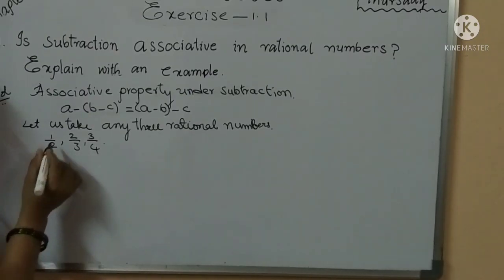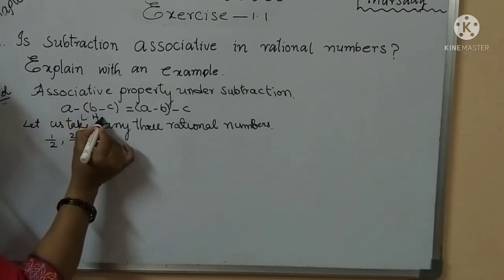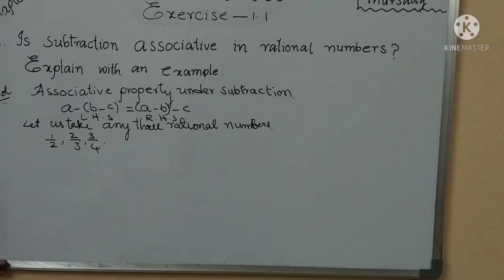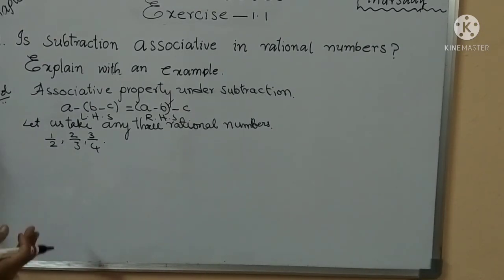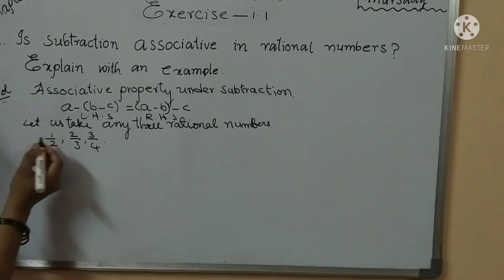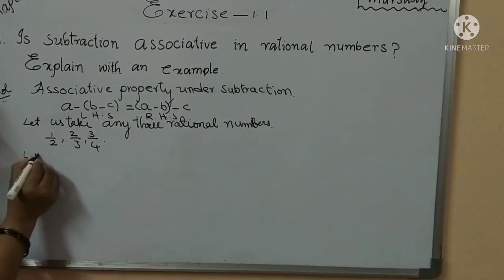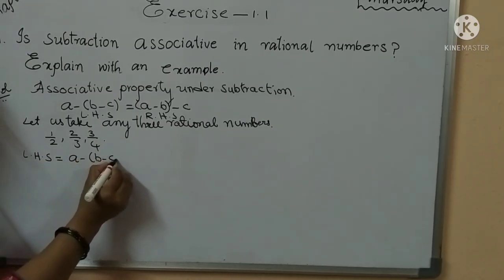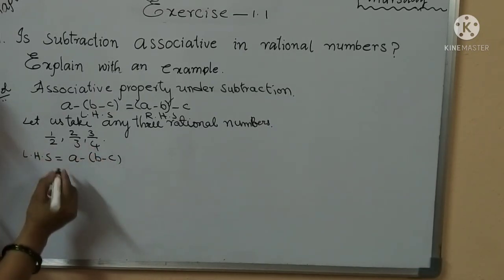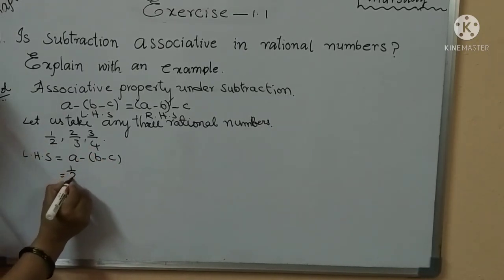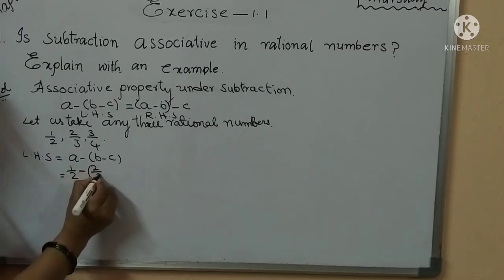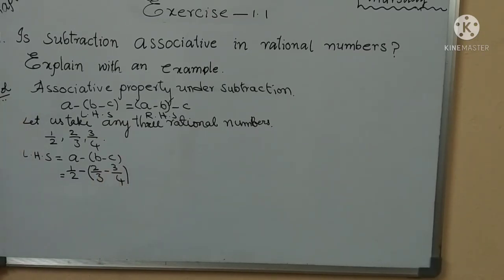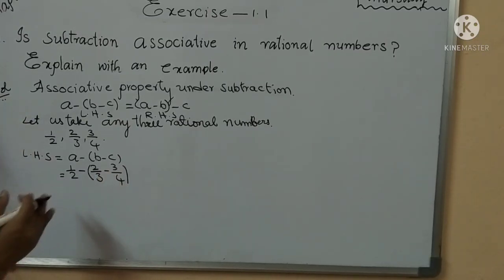Here the equation has an LHS and an RHS, and we prove that both sides have the same value. First we take the LHS, which is (A - B) - C. Substituting, we get (1/2 - 2/3) - 3/4.